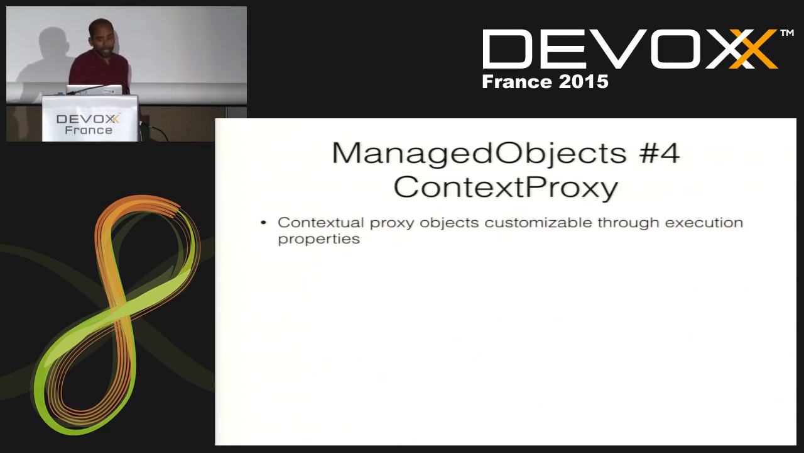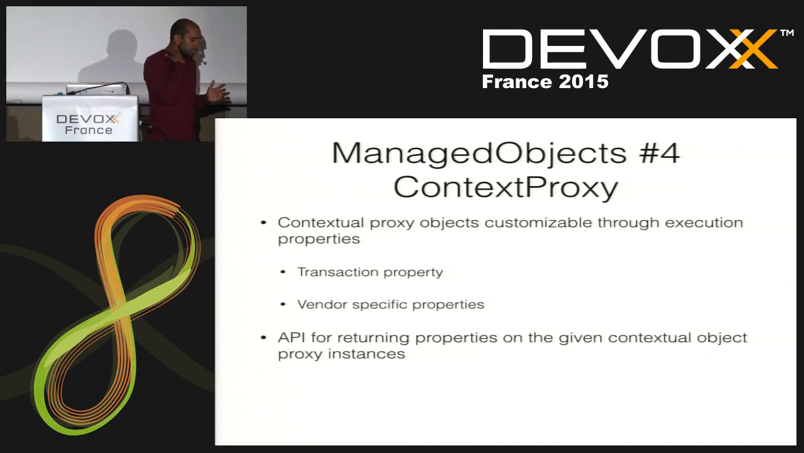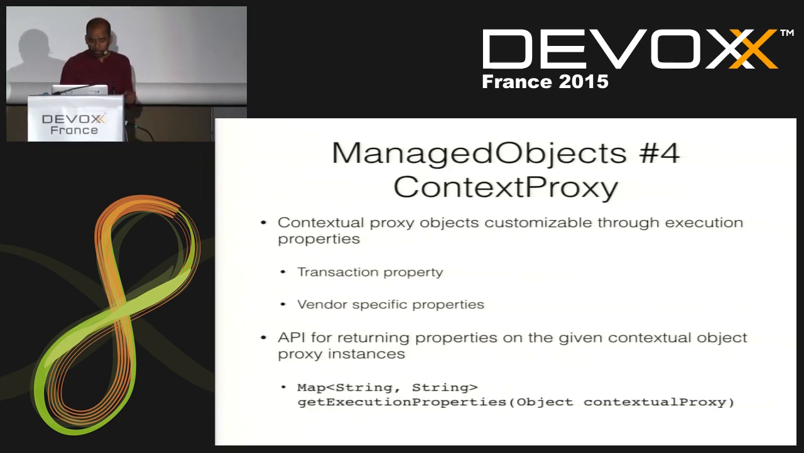There are certain execution properties that are available in contextual proxy, which basically define what can be done. There is a transaction property, and I'll show you the values for those. And there are certain vendor-specific properties that are available as well. There are, of course, APIs for returning properties on a given contextual proxy instance, based upon which you can actually make a decision. As I've been saying all along, I think JSR 236 is where some of the loose ends are, which allows more vendor-specific extension points. So I think it does need a little bit of tightening up as part of Java EE 7. But the API is pretty straightforward. You just give it a contextual proxy implementation, and it gives you a map of string versus string.